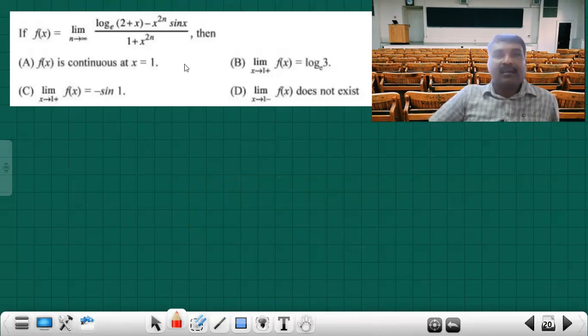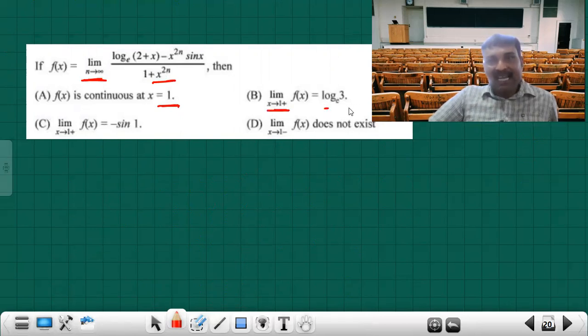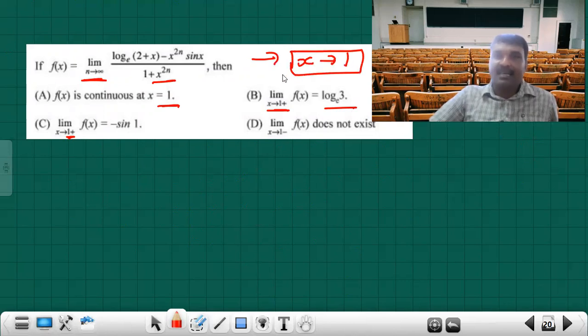Now the limit is given. What's the value of the limit? The limit is given as limit n tending towards infinity of log(2 + x) minus x raised to 2n sin x divided by 1 plus x raised to 2n. Okay. Now here the option is f of x is continuous at x is equal to 1. This is limit x tends to 1 plus f of x is ln 3. So we need to evaluate the limit with respect to the point x tending towards 1, right?